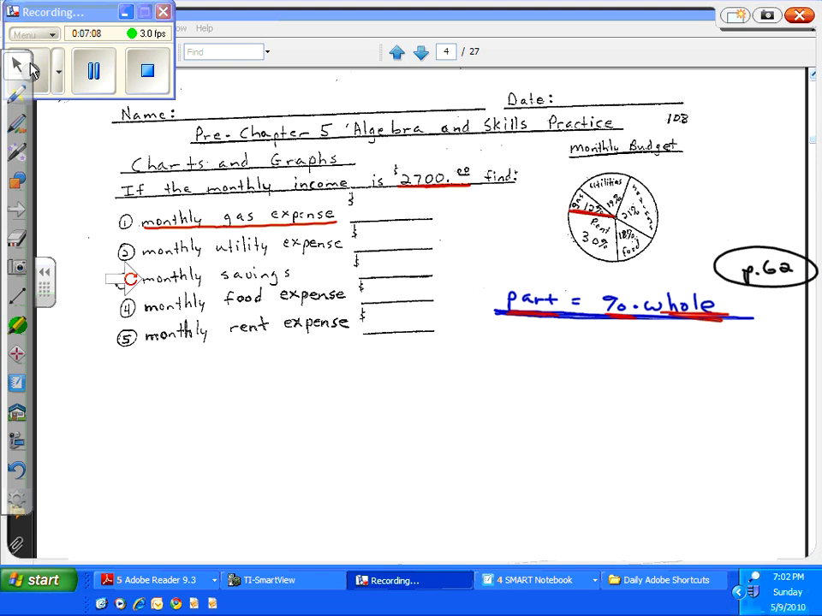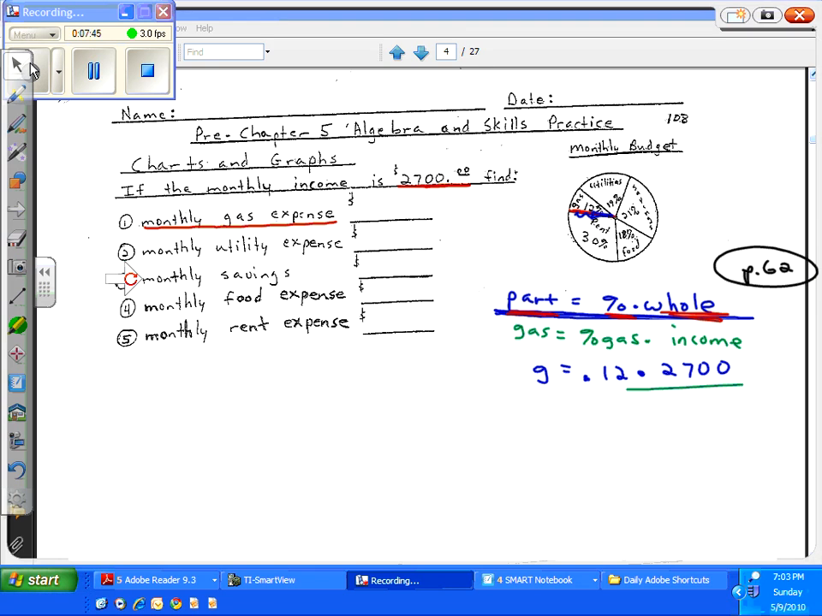And so I said, well, let's go by the name brand. The name brand is gas. So gas would be percent gas times the whole budget. So the amount of gas, which is what we don't know, is equal to the percentage of gas as a decimal. You would move that decimal 12% two places and get 0.12 times the whole income of $2,700.